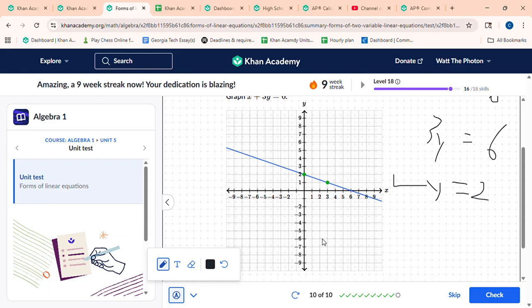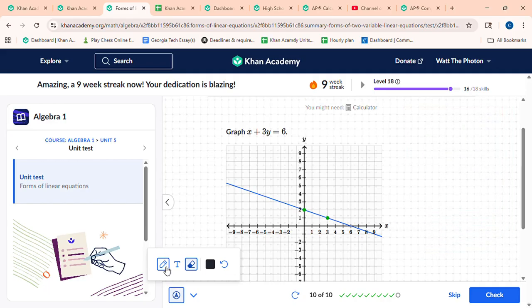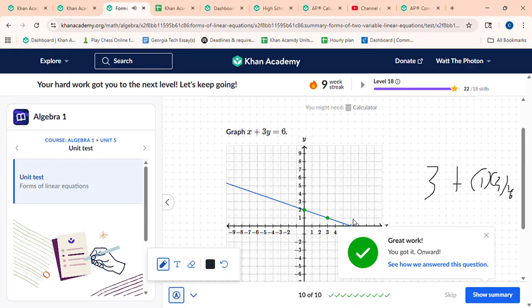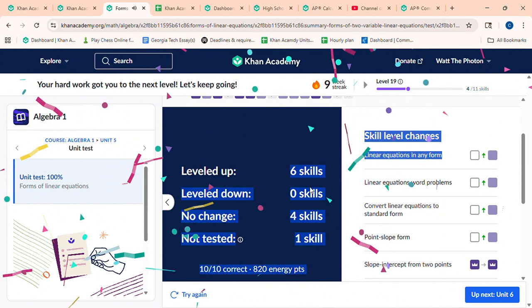Let's do one more. Let's have x equals 3. It would be 3 plus 1 times 3 is 6, which is right. We need like 6 points. 6. Yay, I guessed it.